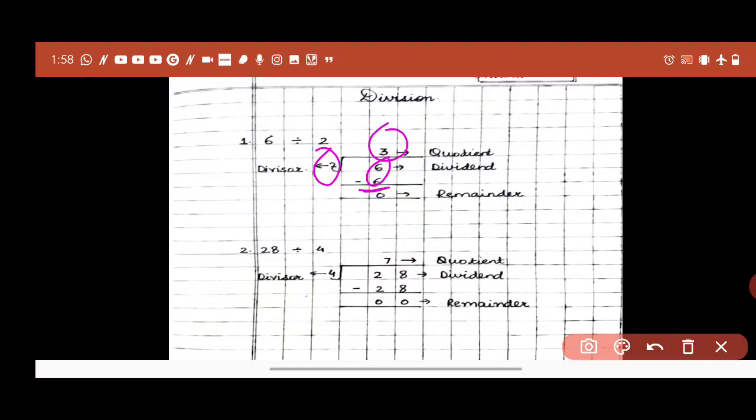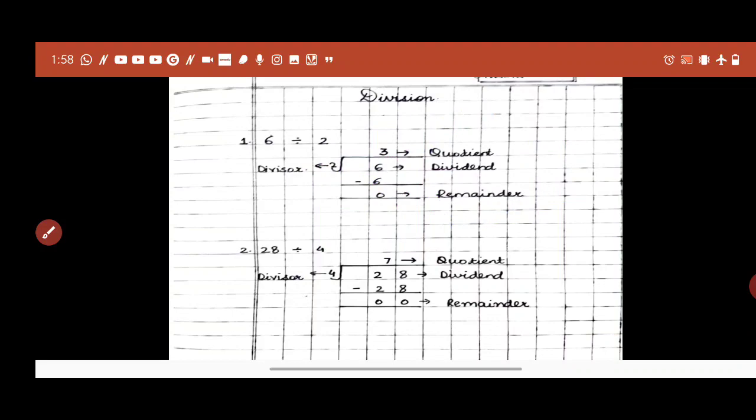2 threes are 6. And we will be subtracting both the numbers. 6 minus 6 is 0. And then we will name them. 6 is the dividend. 2 is the divisor. 3 is the quotient and the leftover is remainder. Isn't it simple, children? Let's do another one now.